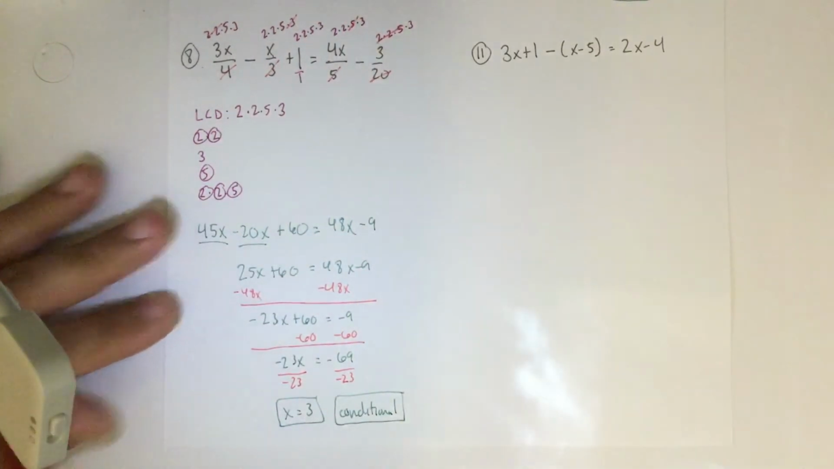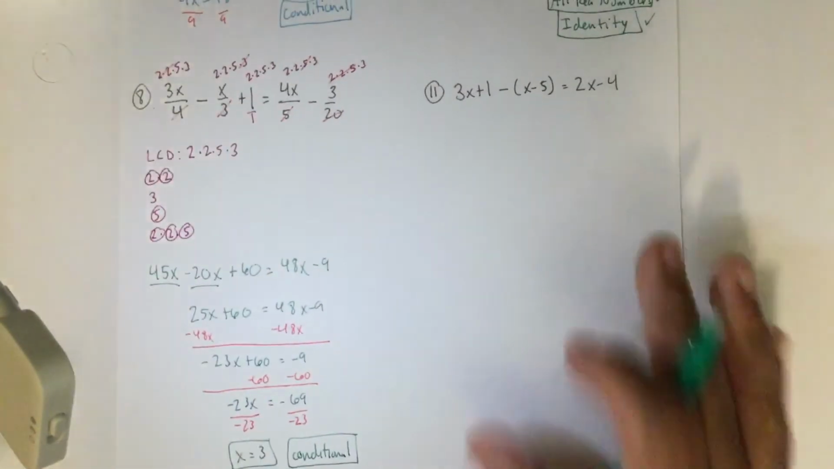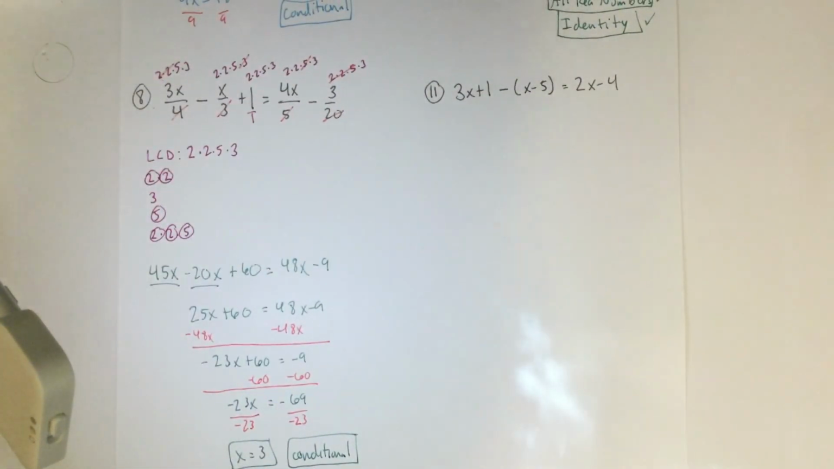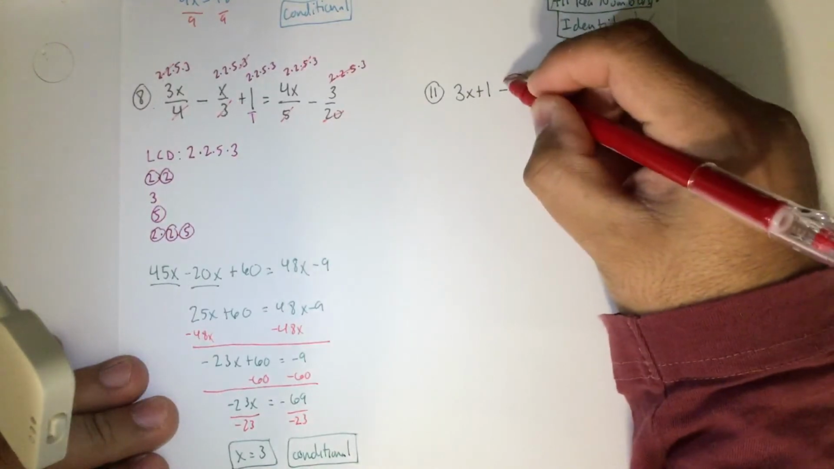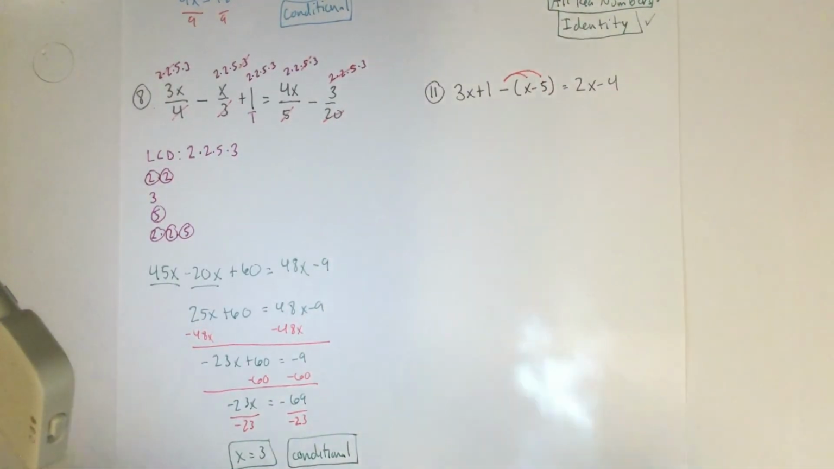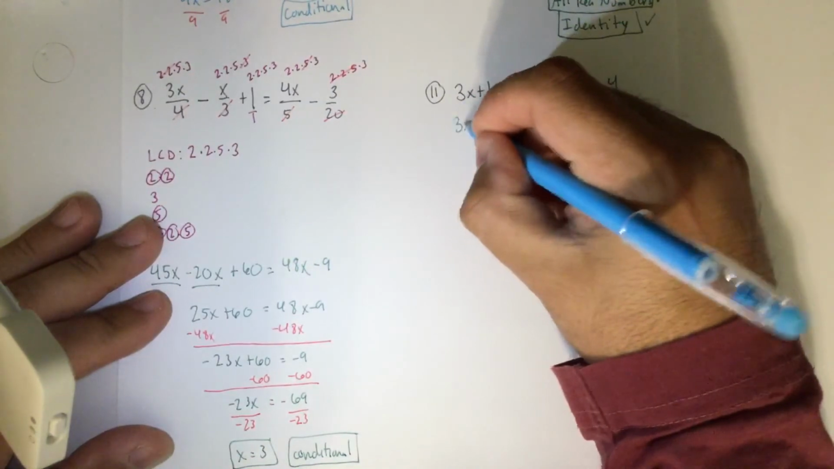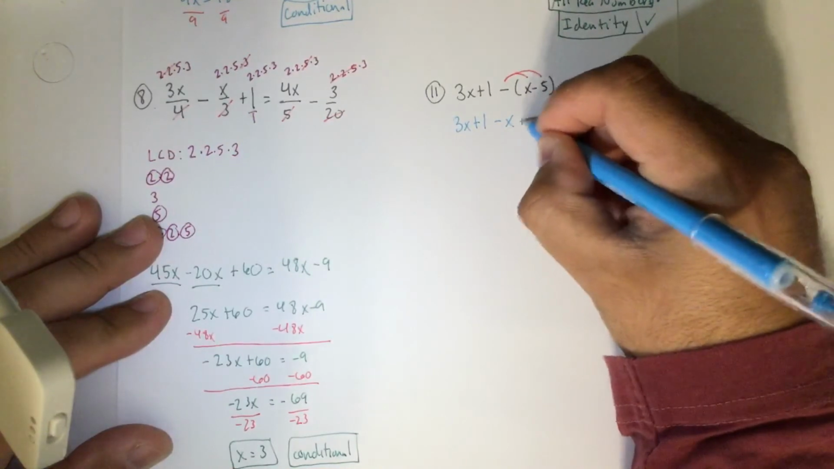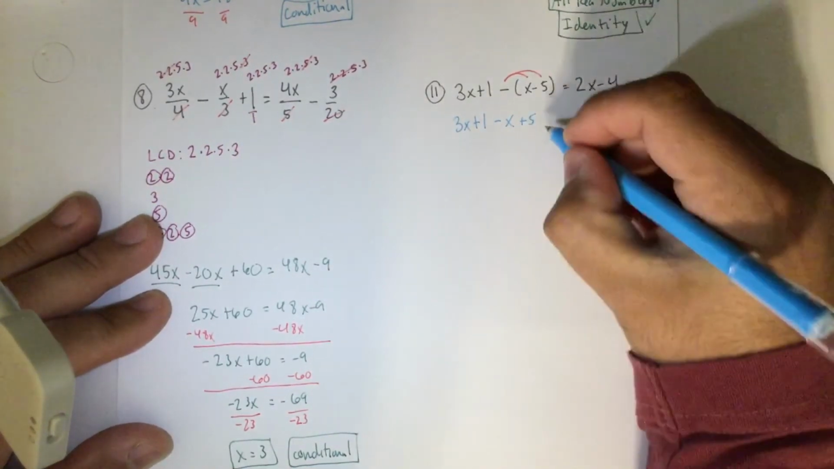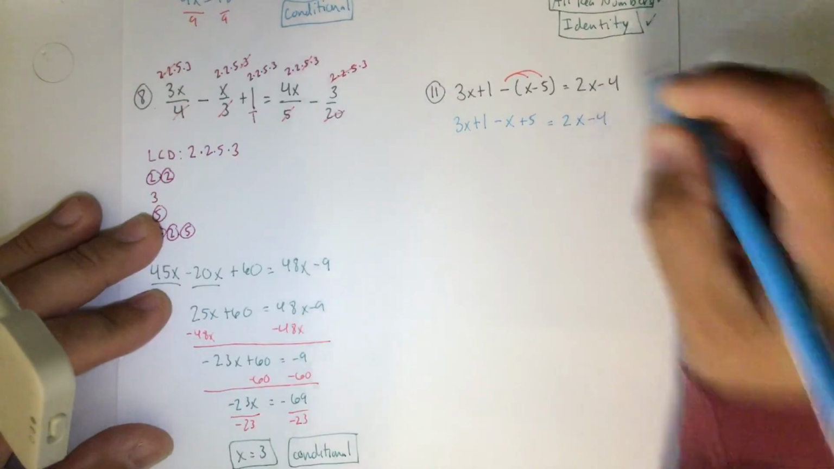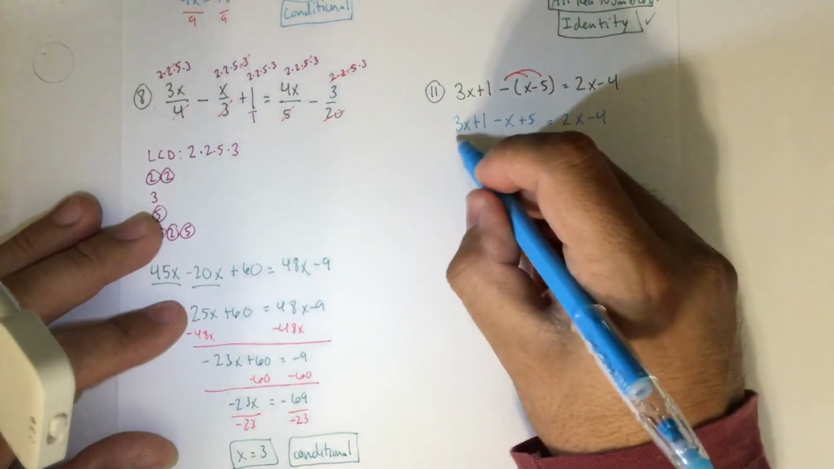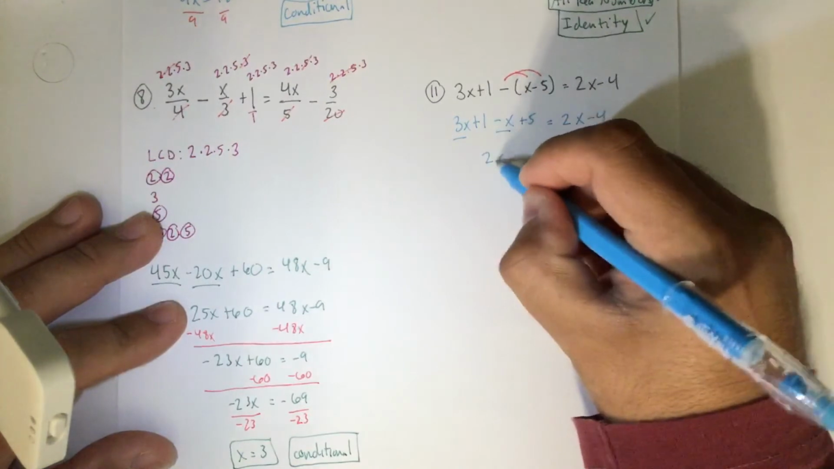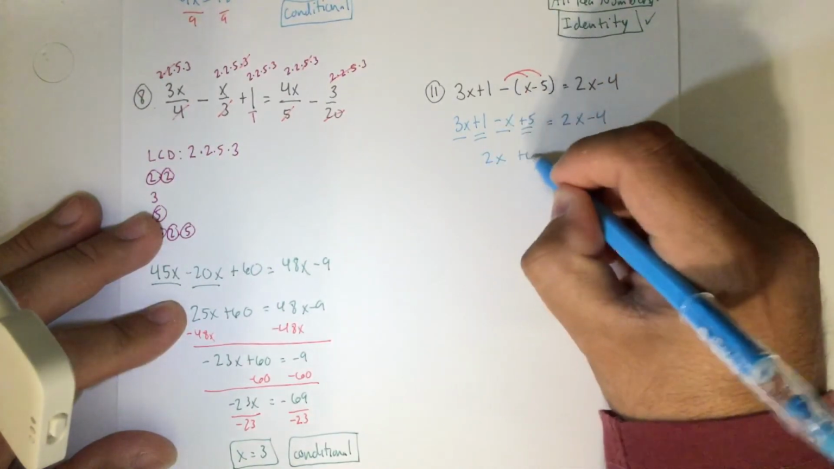All right, and the last one for this solving is going to be this number 11 right here. So here, all we have to do is just distribute and simplify, it looks like. So we're going to distribute this negative sign across these two, and that's pretty much all we have to do before we start solving. So we bring down the 3x plus 1. Negative 1 times x is negative x. Negative 1 times negative 5 is positive 5. So as you can see, the negative sign just flipped the signs. And we bring down the 2x minus 4. I see I can combine like terms over here. 3x minus x is 2x. 1 plus 5 is 6.